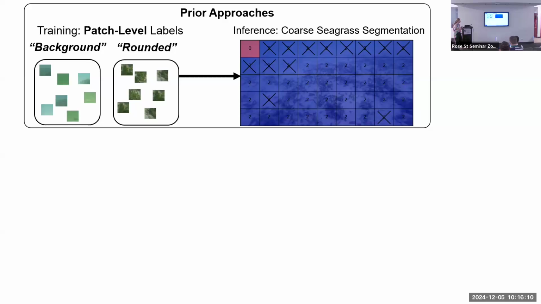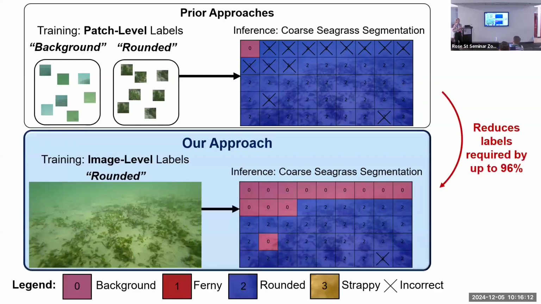And then in a more recent work, we wanted to take it a step further. So we wanted to say, if you just say what's in the image, so you don't provide the patch level labels, can you still get that coarse seagrass segmentation output and therefore reduce the labels you required by 96%? So in the work I'm just about to explain, what we want to do is at training time have image level labels only, and at inference time still have that patch level inference.